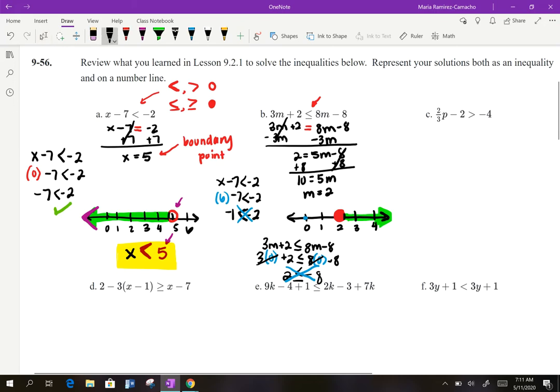Okay, here's our solution as an inequality. X, we have this arrow like this. Because we have a closed circle for our boundary point, that's greater than or equal to, and then my boundary point was at 2. And this is my solution.